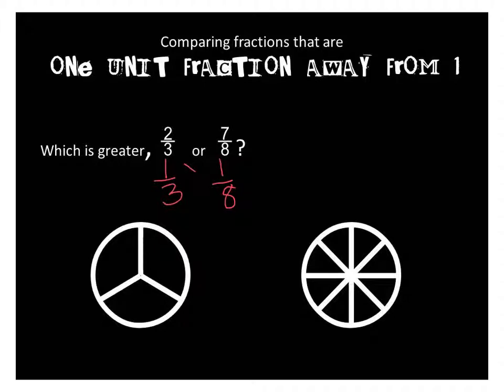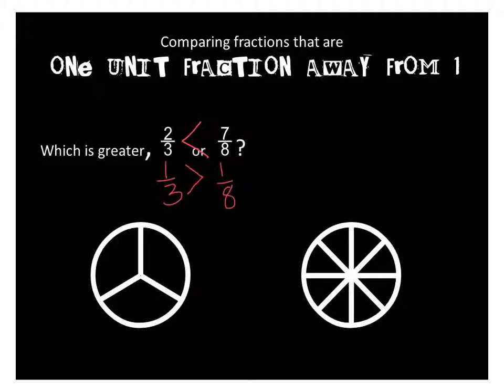Well, I know that the bigger the denominator, the smaller my piece is. So 1/3 is going to be greater. So this fraction is going to have the greater piece missing. So if it has the greater piece missing, then it must be the smaller fraction. So you can see we have an inverse relationship between the two fractions I'm comparing and the piece that they're missing from being 1 whole.